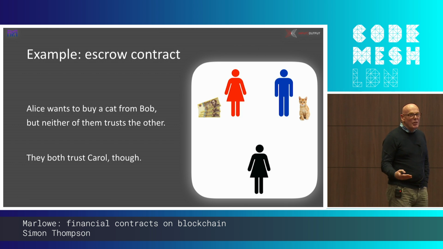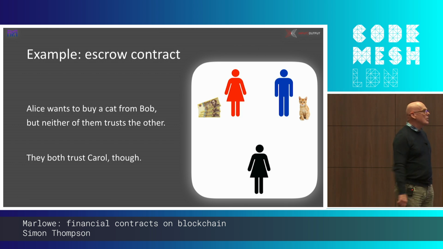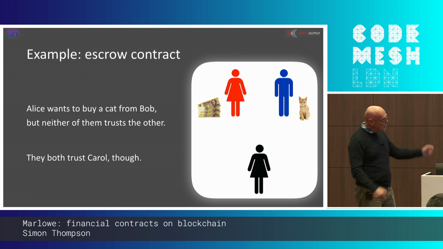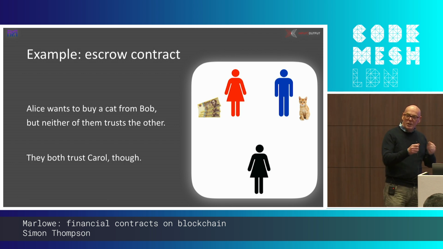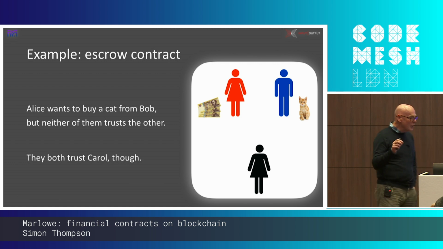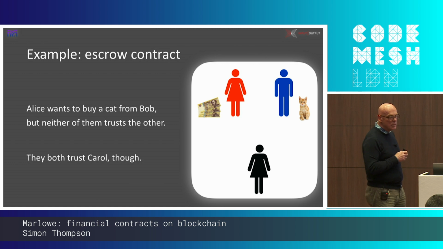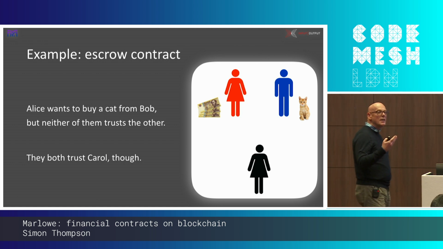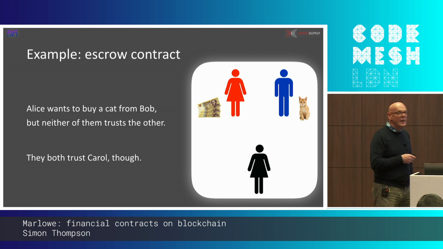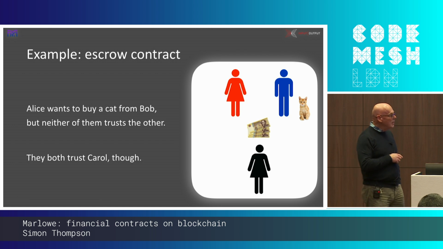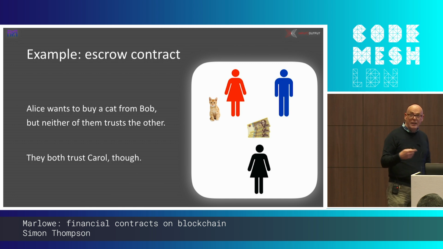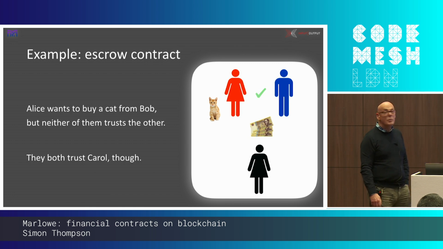So apologies, this is a simple contract, but it's one I can animate. It fits onto a slide. And you know, this is a financial transaction, right? Alice wants to buy a cat from Bob. She's got some money, he's got the cat. But neither of them trusts each other. But luckily, they have a friend whom they both trust. So we can build a contract that allows them to transfer that money safely. So Alice pays the money into the contract, and what happens is that Bob gives her the cat. They can agree that the right thing has happened, and Bob gets the money.